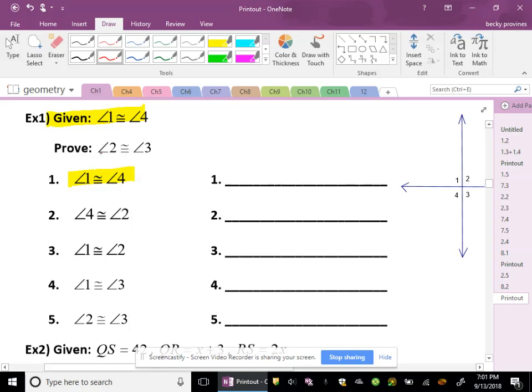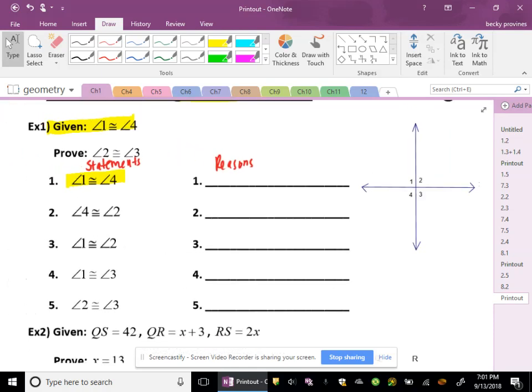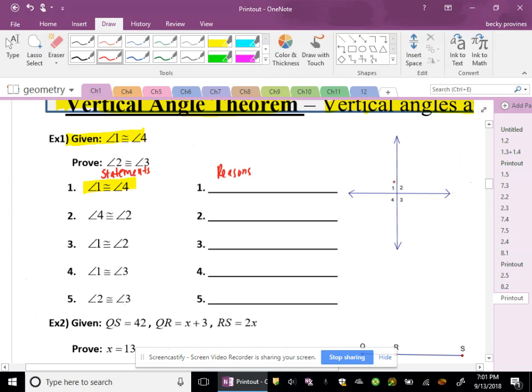Everything on the left is your statements, and everything on the right is your reasons. So the right is where you explain it. So how can I explain step number 1? Well, I know this is true. And you know what? We can mark it on the picture. Actually, let me back up. I know angle 1 and angle 4 are congruent. And my reason is it is given to me.